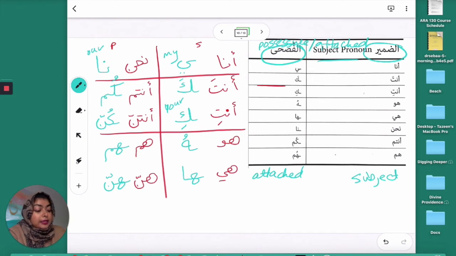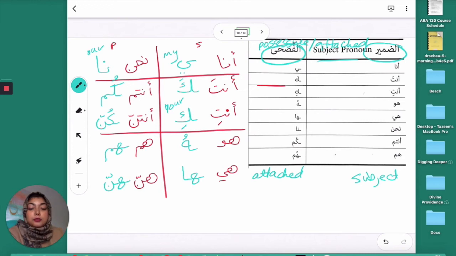Okay? And in anta, anti, antum, all of them rhyme with the last part of the pronoun. So anta is a ta with a fatha, and ka is kaf with a fatha. The only difference is you're using kaf here. Anti, ki, ti, ki. Notice it rhymes. Antum, kum, using kaf instead of the ta here. Antunna, kunna. So they rhyme with the end of the subject pronoun. So that'll help you to remember them.